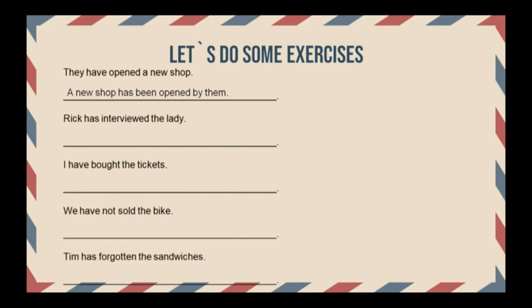Next one. Rick has interviewed the lady. Rick is the subject, has interviewed is a verb in present perfect simple, and the lady is an object. So the passive voice is: the lady has been interviewed by Rick.